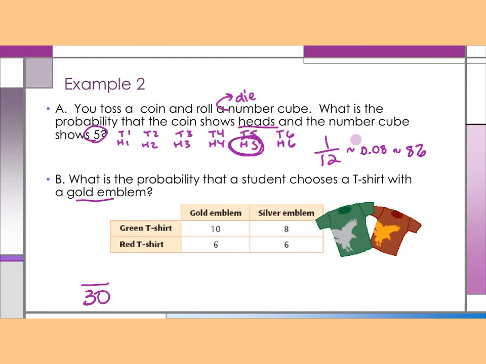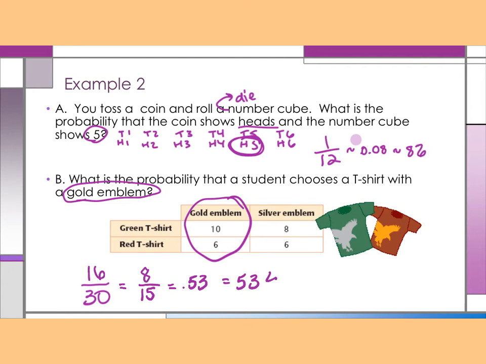Now I want to know one that has a gold emblem. So gold emblem, whether it's green or red, is that entire row. So I'm going to say 10 plus 6 would be 16. And so this would be 16 over 30 or 8 over 15. So you want to make sure you always reduce it. 8 divided by 15 could also be 0.53 or 53%. So unless it says specifically to enter it as a certain one of those, you could take more than one of those as the answer. That's the worst percent symbol ever.